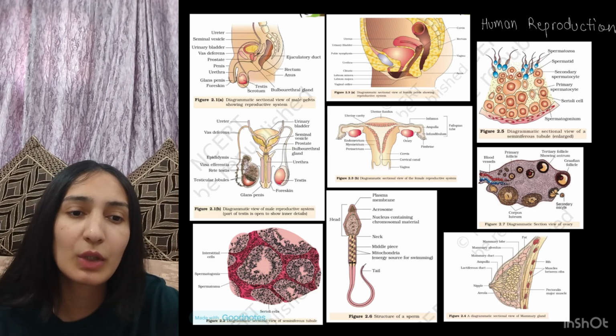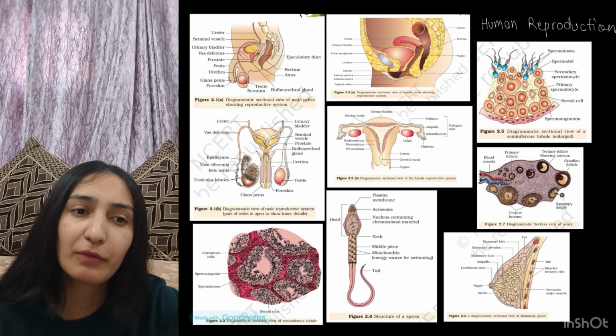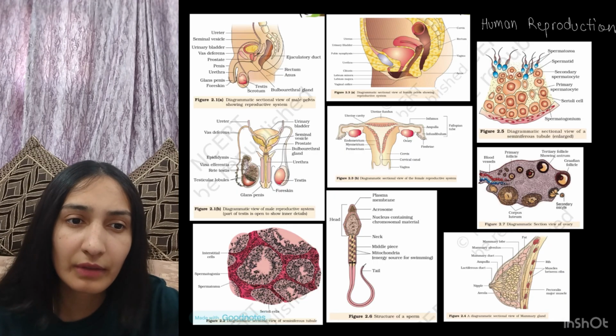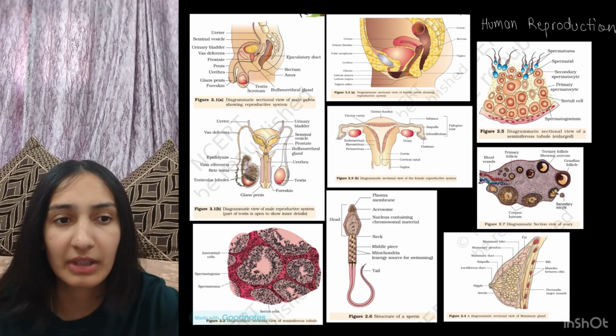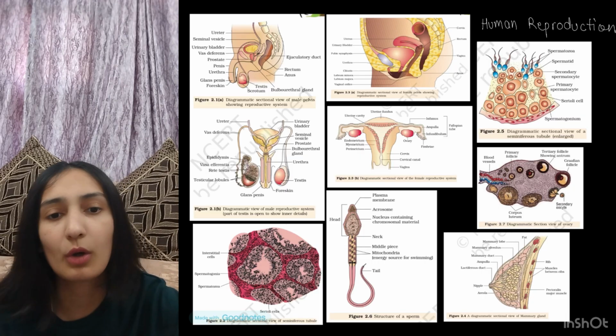In figure 2.7 you can see the diagrammatic section view of ovary, where we have blood vessels, then we have primary follicle, then we can also see we have tertiary follicle which shows the antrum, then we have the Graafian follicle, then we can see we have the secondary oocyte, and we can also see corpus luteum.